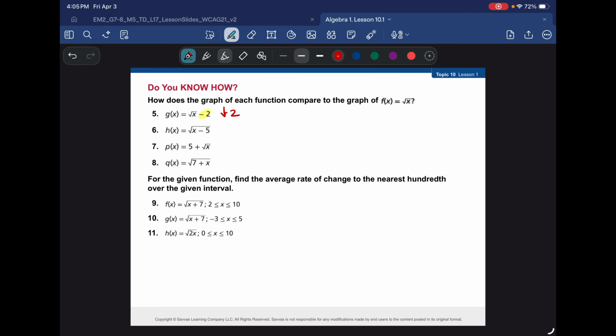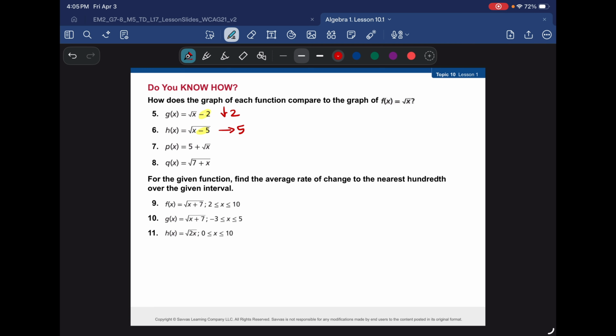Number 6, the change is happening inside the square root, or with the input. So changes to the input are shifting the graph horizontally. And I have to remember I have to move in the opposite direction to get my new function to match up with the parent function. So in order to match up with the parent function, I would have to subtract 5. That means I have shifted the whole graph to the right 5 units.